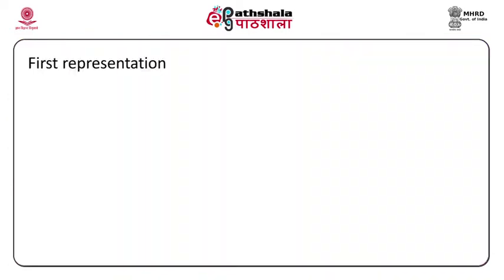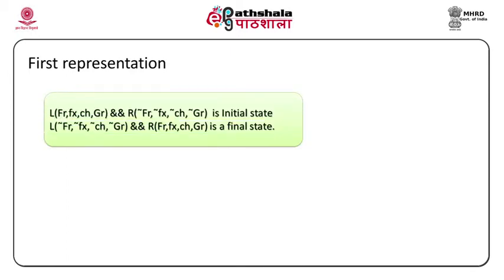The first representation. If you are not very good in mathematics, probably it looks a little hard to understand, but this is not so. Please try to understand. Let us look at the first representation: L, FR, FX, CH and GR. Farmer, fox, chicken and grain, all 4 of them on the left hand side. FR is farmer, FX is fox, CH is chicken and GR is grain. And on the right hand side you have tilde FR, meaning not FR, the farmer is not there.